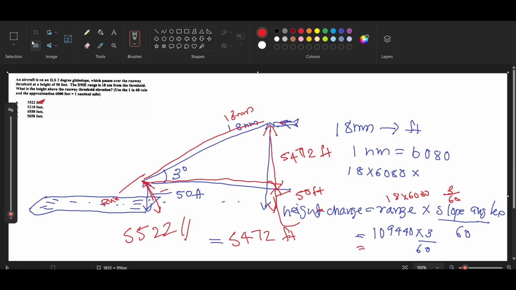Today we are doing questions from descent. These kind of questions were asked in DGCA exams frequently. So let's get started. The question is: an aircraft is on a 3-degree ILS glide slope, which passes over the runway threshold at a height of 50 feet. The DME range is 80 nautical miles from the threshold. What is the height above the runway threshold elevation? Use the 1 in 60 rule. Approximate, take 6,000 feet as 1 nautical mile.